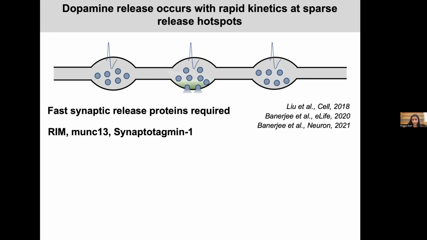So cellular and molecular work from our lab and others has recently shown that dopamine release in the striatum occurs with rapid kinetics at sparse release hotspots. And these hotspots are similar to those for fast exocytosis in that they use three key fast synaptic transmission molecules, namely RIM, MUNC13, and the calcium sensor synaptotagmin 1. All in all, demonstrating that the machinery for fast signaling is present in these dopamine axons, at least presynaptically.